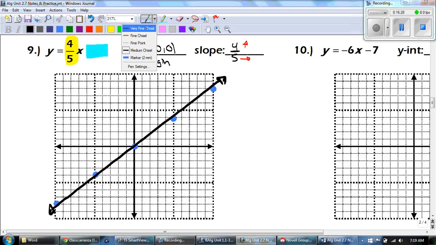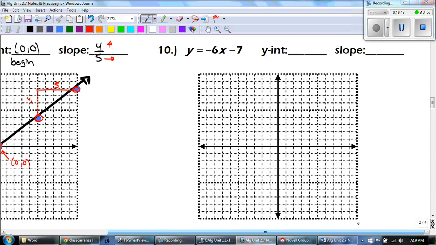Okay, and there you go. And remember, at any time, you should just be able to check, okay, that's the point 0, 0. I got that right. I'm going to do these 2 points. I'm going 1, 2, 3, 4. I went up 4 and over 5. So you should be able to check to make sure you got that right at any point. Okay, let's look at the next one.